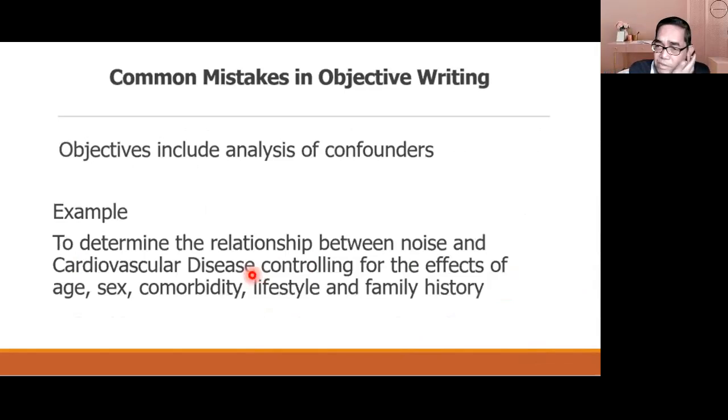Objectives include analysis of confounders. Some people will talk of confounders, for example, to determine the relationship between noise and cardiovascular disease, controlling for the effects of age, sex, comorbidity, lifestyle, and family history. You see, control of confounders is again part of the statistical analysis. We need to control for confounders to be able to make a valid conclusion. Later on, we will be talking of confounders, but just to tell you that you don't include analysis of confounders in an objective, because again, that is part of statistical analysis.